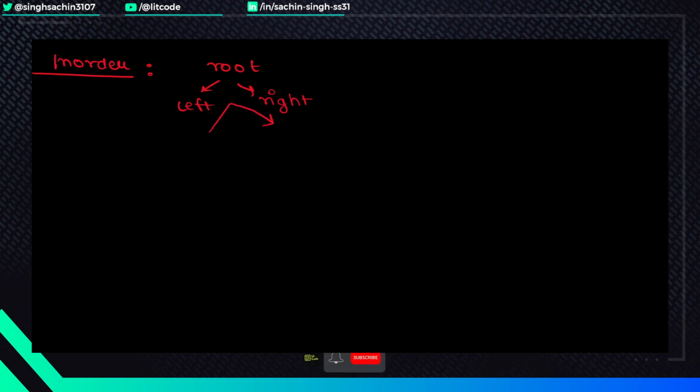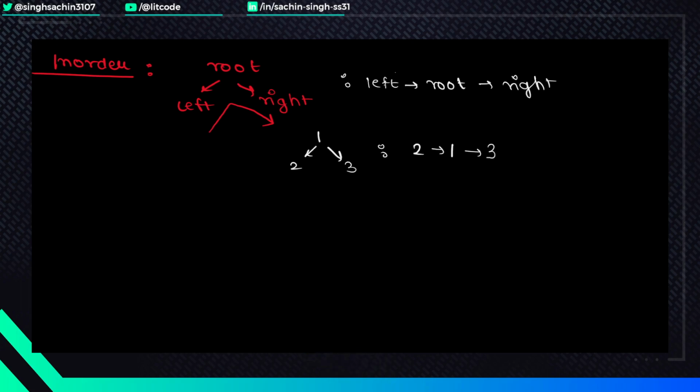Essentially the result will look like this. We first traverse everything on the left, then we move to the root and then to the right. For example, if we had 1 2 3, traversing this tree in order, we would get 2 1 3. So this is what we are going to do to solve this problem.